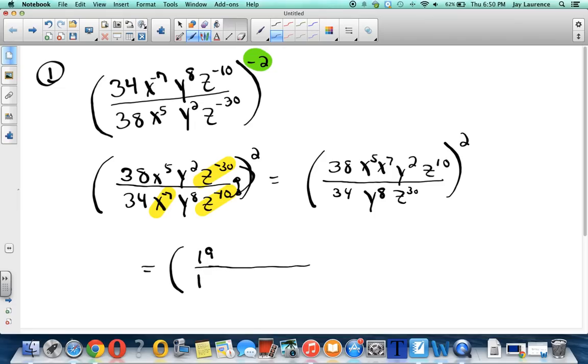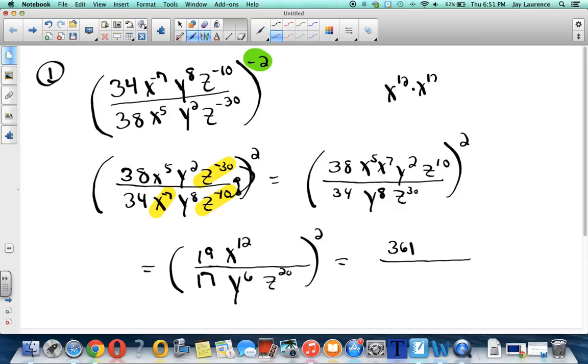over 17, right? X to the 5th times x to the 7th is going to be x to the 12th. The y's are going to be a y to the 6th in the denominator, and the z's will be a z to the 20th in the denominator, and now I need to square everything. Well, let's see here. If memory serves, 19 squared is 361. X to the 12th squared, that's just x to the 12th times x to the 12th. So it's x to the 24th, not the 144th.